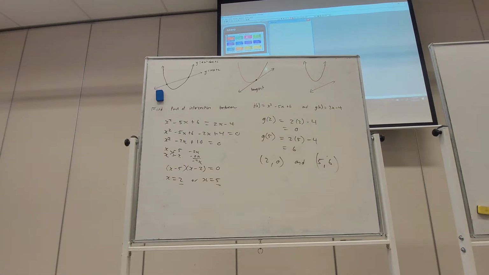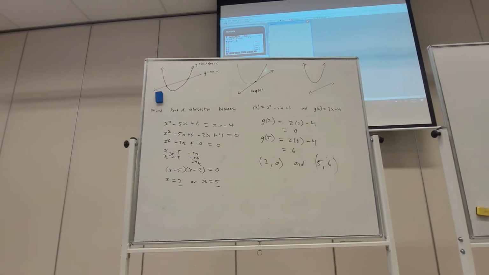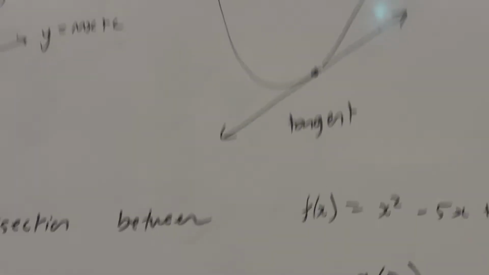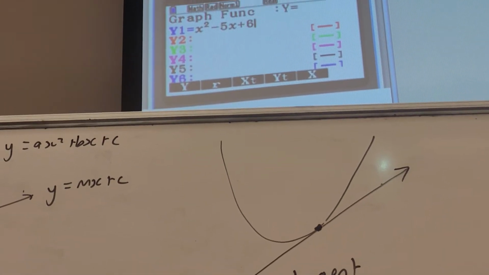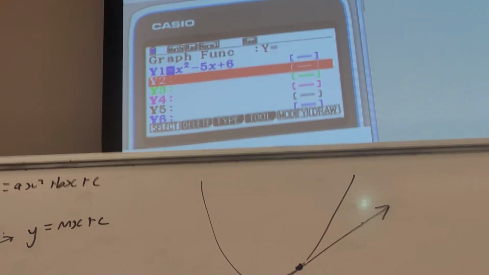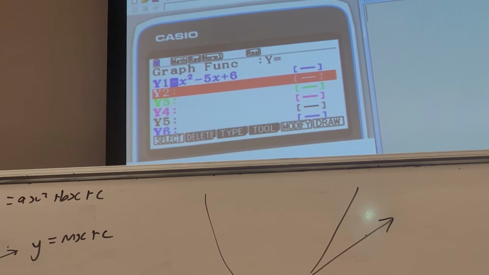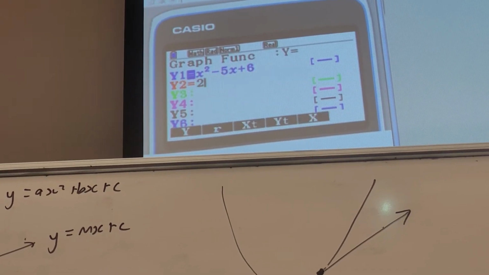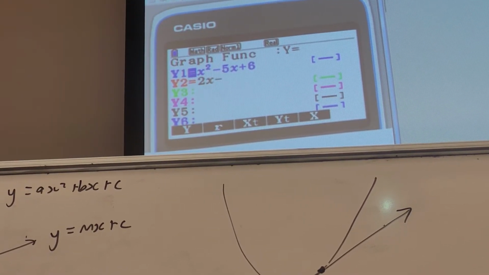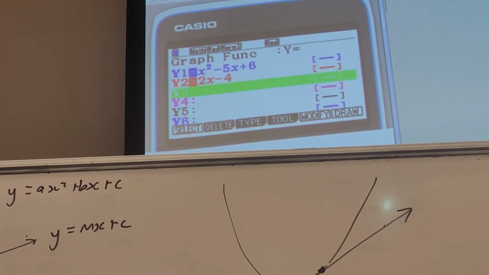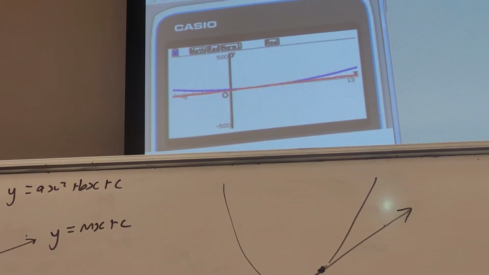Let's do it on the calculator. I'm going to go into graph mode, and I'm going to graph in y1. I need to move the board for the camera. X squared take 5x plus 6. That's going to be my y1. And then y2 is going to be the equation of the line, and I'll get you to follow along here with your calculator. The equation of the line is 2x take 4. Let's graph that with a standard V window.